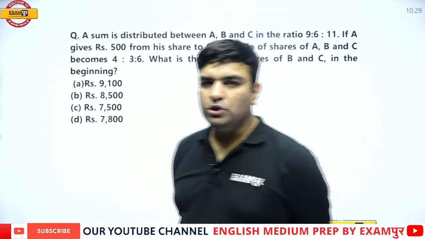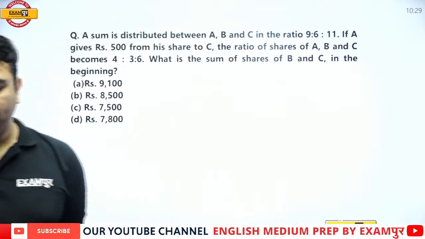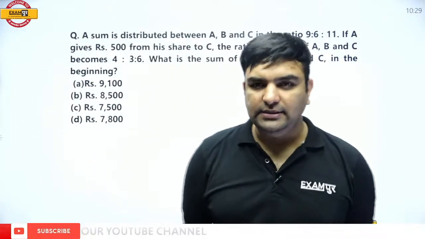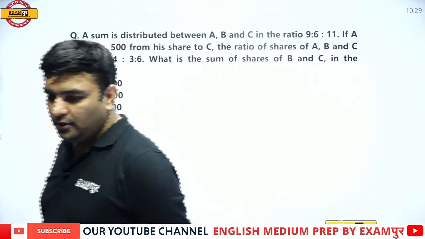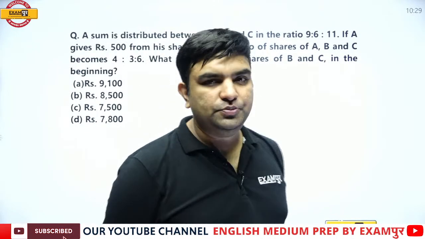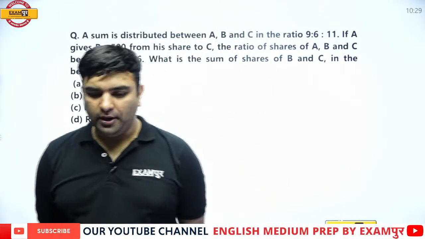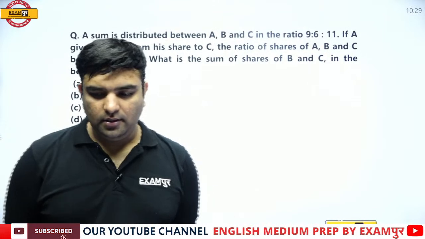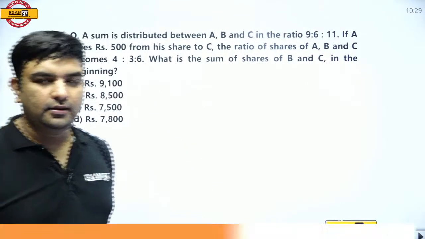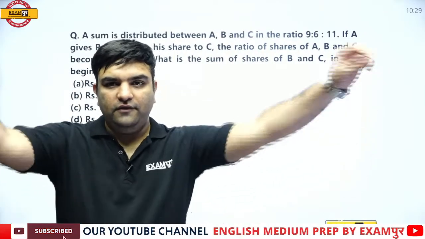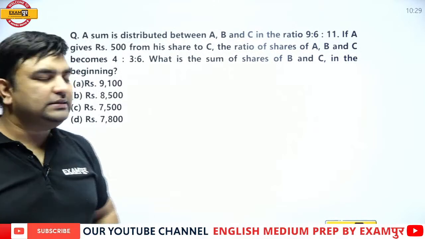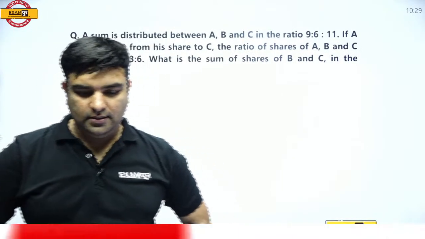Again looking at a quality question. A sum is distributed among A, B, C in the ratio 9:6:11. A gives 500 from his share to C. The new ratio becomes 4:3:6.